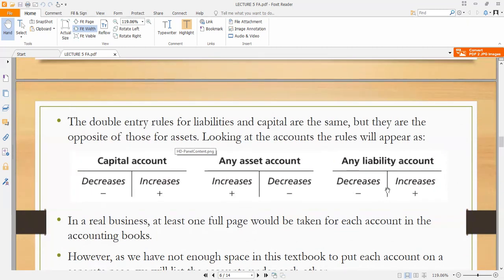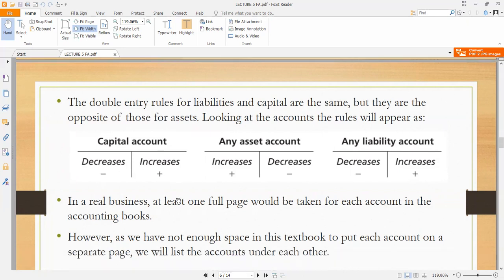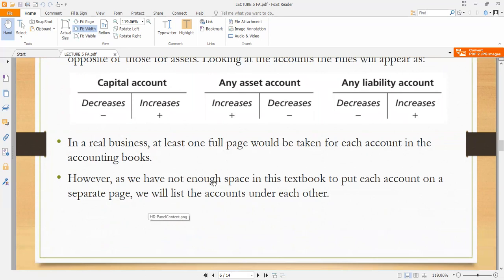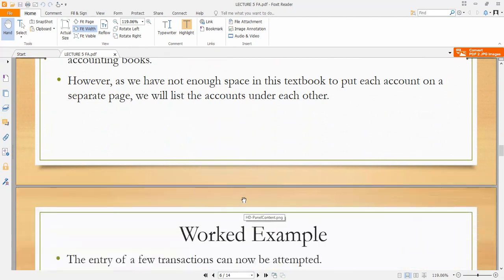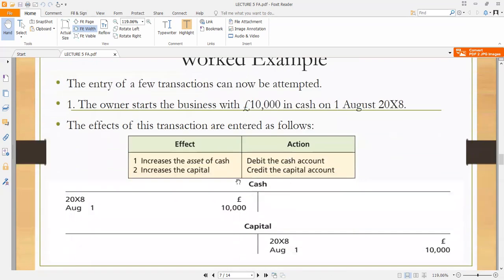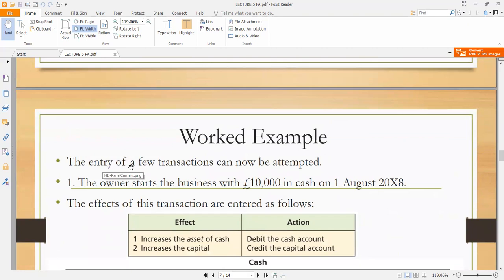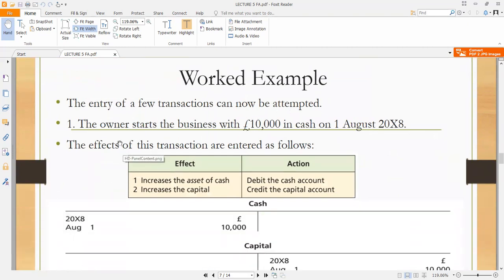Now, in a real business, at least one full page would be taken for each account in the accounting books. However, as we do not have enough space in this text to put each account on a separate page, we will list the accounts under each other. Now let's look at an example. The entry of a few transactions can now be attempted.